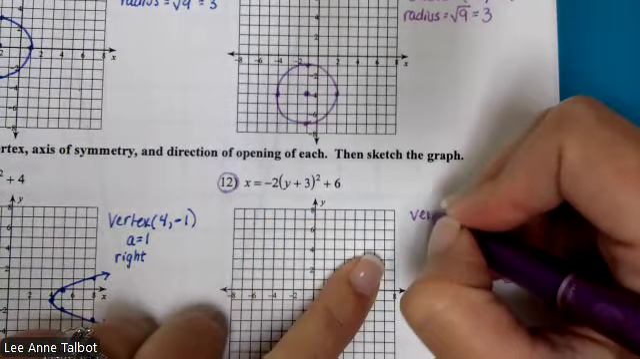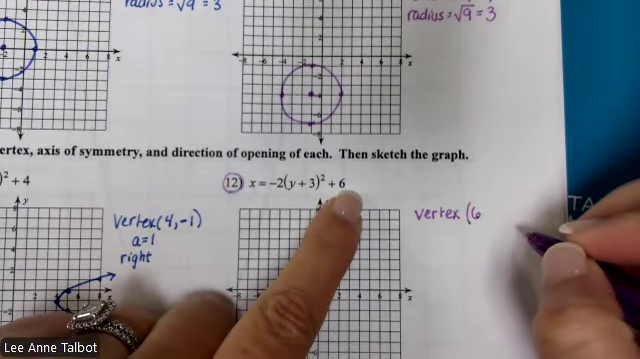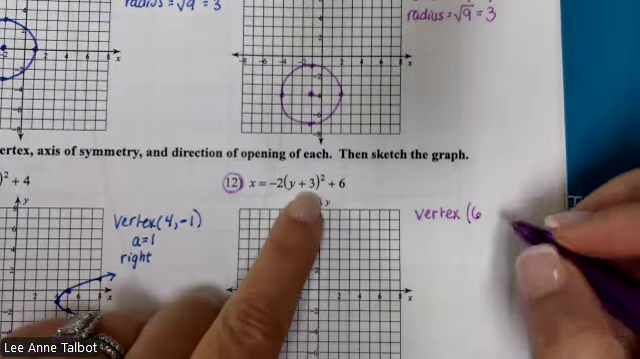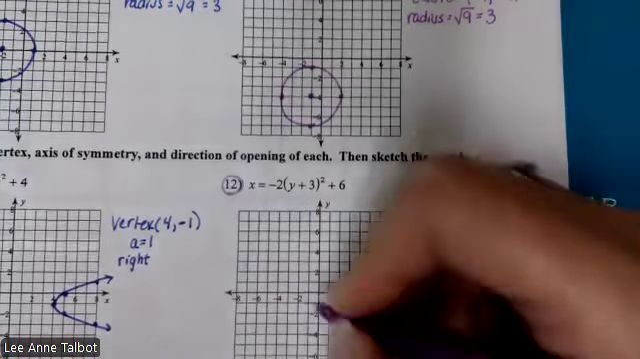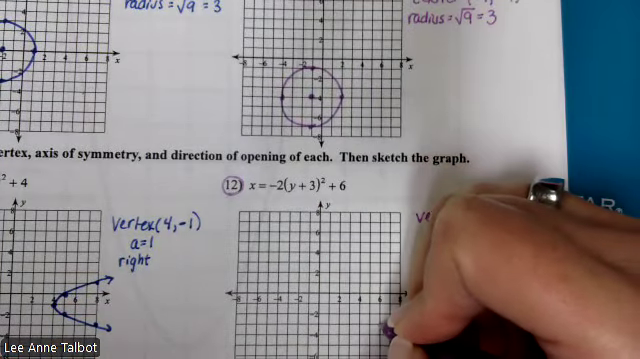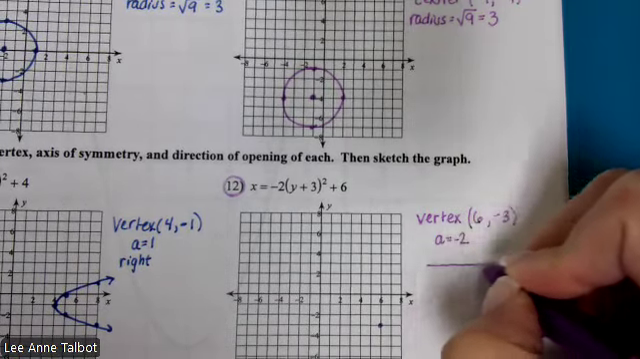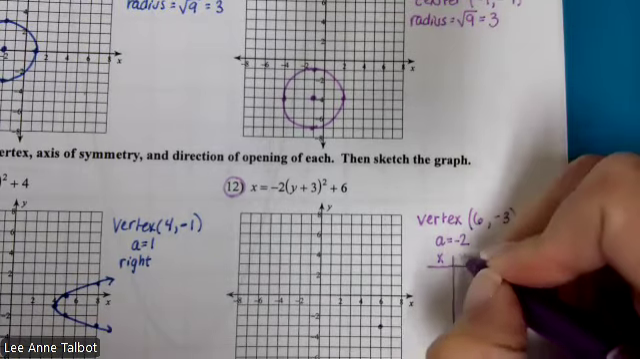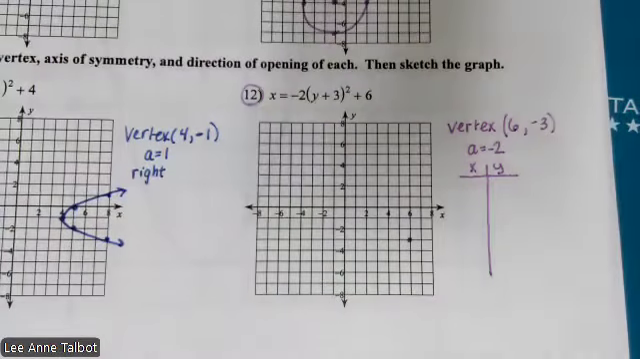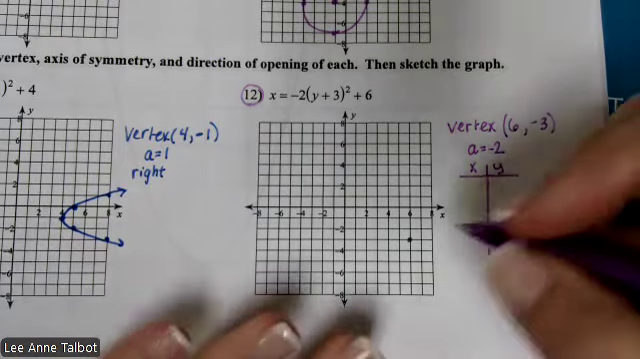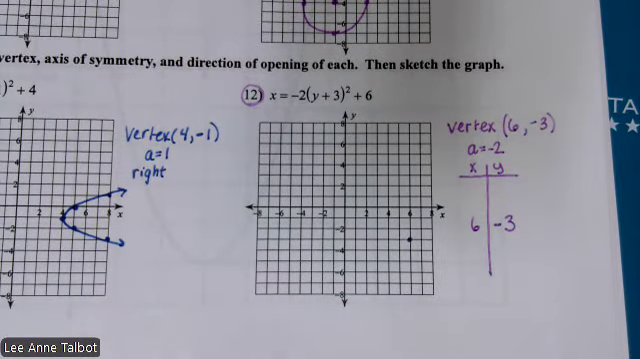Okay, so the vertex is H is on the outside for our sleeping parabolas, and K is the switch sign of in the parentheses. So 6, -3. Okay, and then A is -2. We're actually going to make a table. This is going to be really strange though, and I need you to grasp what we're going to do here. So 6, -3. Put the vertex in the middle of the table.